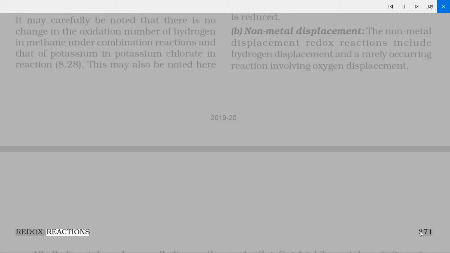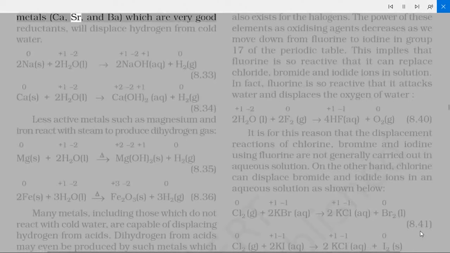All alkali metals and some alkaline earth metals, Ca, Sr and Ba, which are very good reductants, will displace hydrogen from cold water. 2Na(s) + 2H2O(l) → 2NaOH(aq) + H2(g) (8.33); Ca(s) + 2H2O(l) → Ca(OH)2(aq) + H2(g) (8.34).